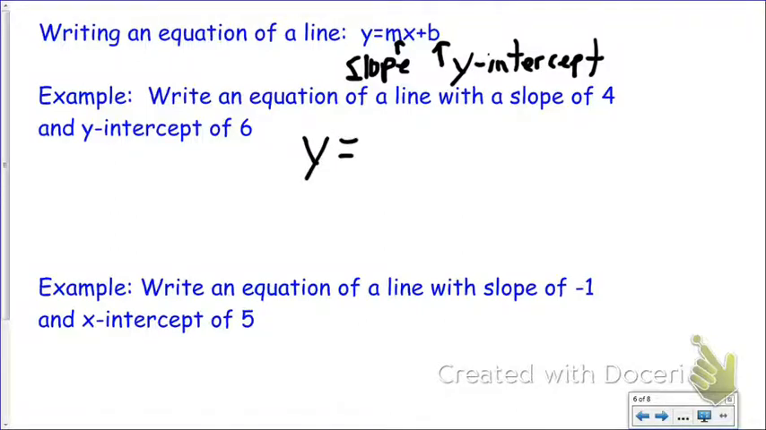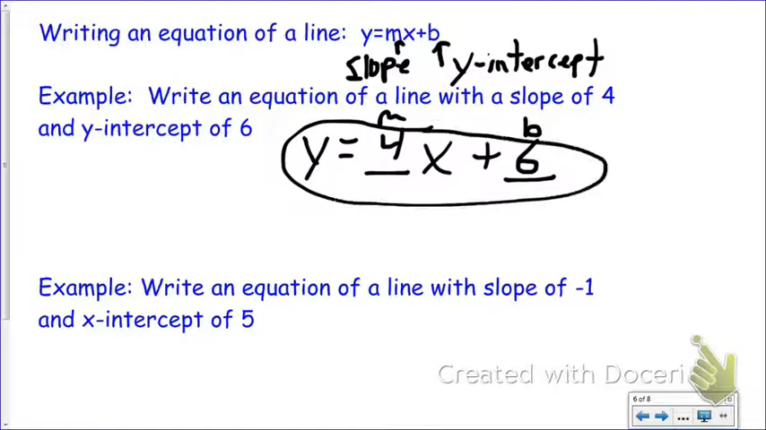And so it's always going to be a matter of trying to figure out what those two blanks would be, the m and the b. Okay, the first one is very easy. Write an equation of a line with a slope of 4, so the slope is the m, and a y-intercept of 6. And so you put a 6 where the b is. So your answer would be y equals 4x plus 6.